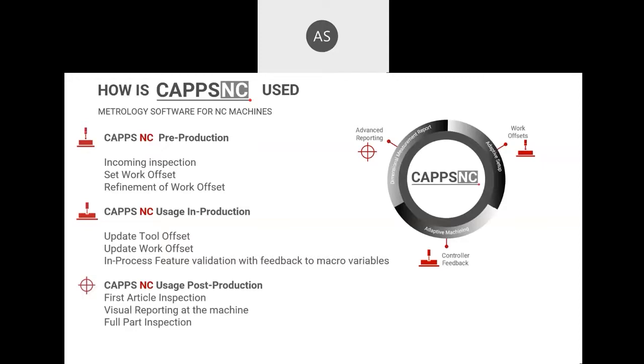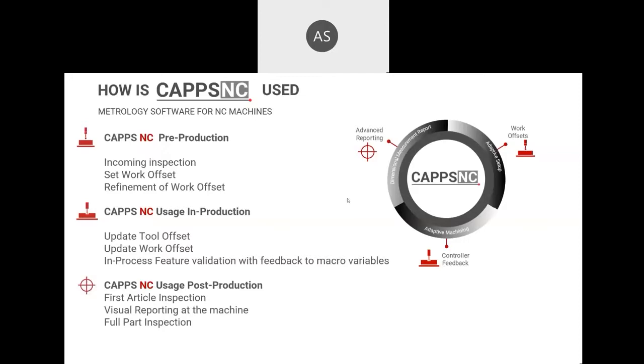If you don't know where the part is at all, you can generate a cycle that will probe features on the part and set a work offset from scratch. You can also refine an existing work offset. So you would say, okay, I'm going to activate G508, for example. I'm going to probe some features and update the location and orientation of G508. Then I'm going to go on and machine my part in that corrected work offset.